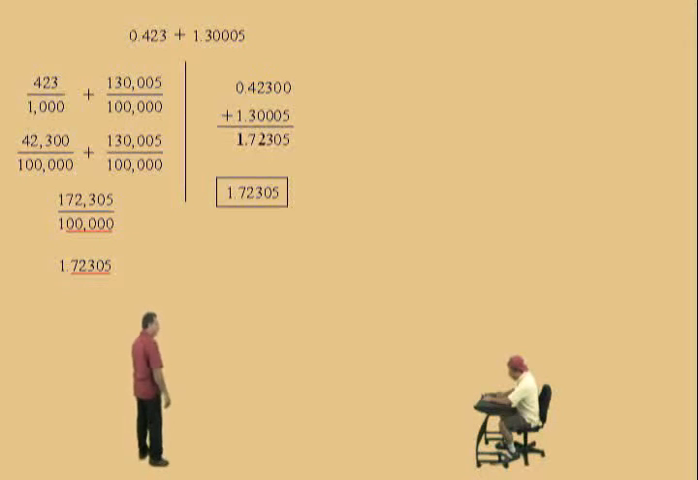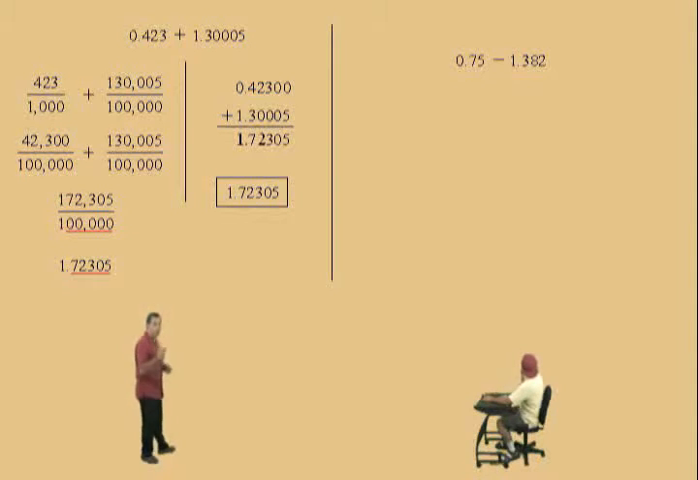Okay, let's continue on. Here's a difference. 0.75 subtract 1.382. You should know the answer is negative. So here, we can't use our vertical format because it doesn't work when you get a negative answer. So what we have to do is a kung fu move. We're going to take 1.382 and subtract 0.75. And we'll put a 0 as a placeholder.